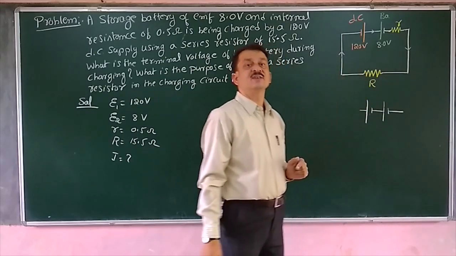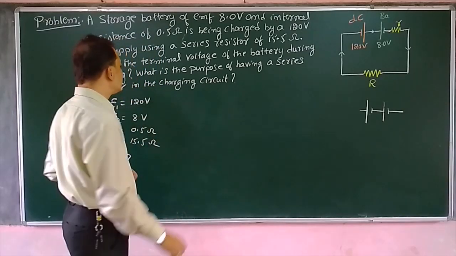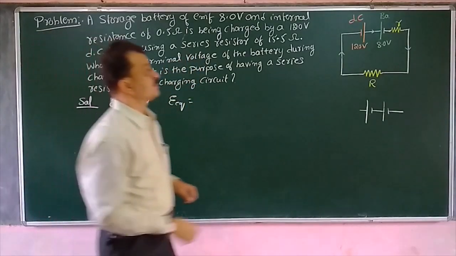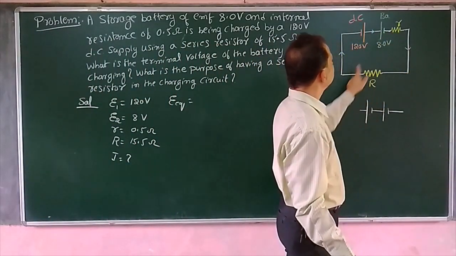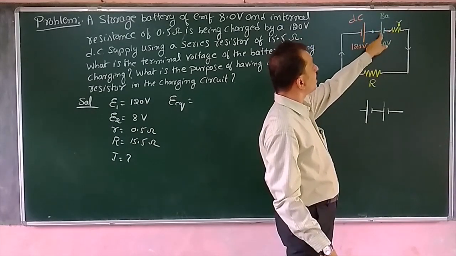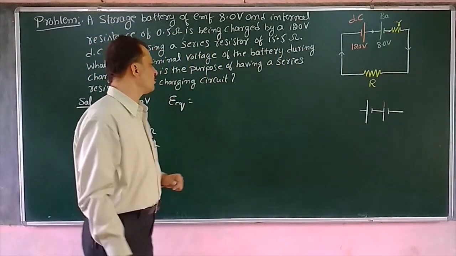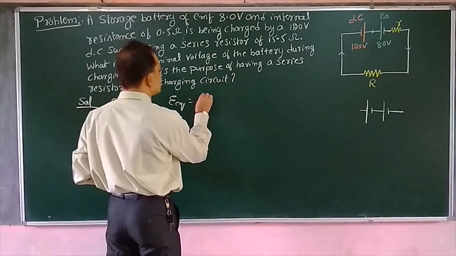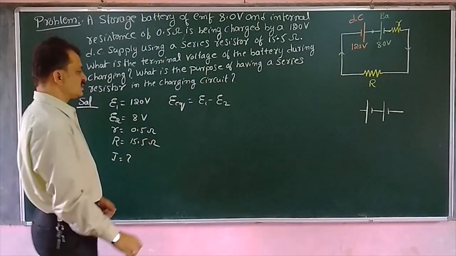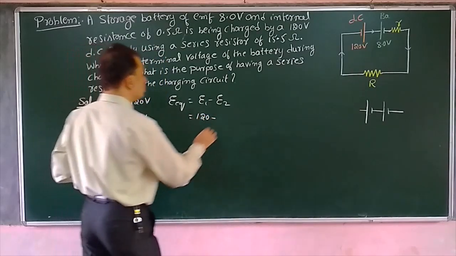But here the case is different. The two positive terminals are interconnected. If that is the case, then what is the effective EMF? E equivalent becomes minus, because the current is flowing here, now this EMF only, current inside the cell is flowing from positive terminal to the negative terminal. Now that EMF is taken as negative, that we have known. So therefore equivalent EMF is E1 minus E2. It is not plus, it is minus. So it is E1, 120, minus E2, 8.